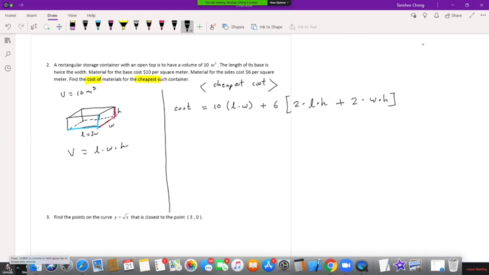Are we all okay with this? So notice that I did not really start from one variable functions right away. I start from multivariable, and then from there on, we're going to try to manipulate it to get one variable.